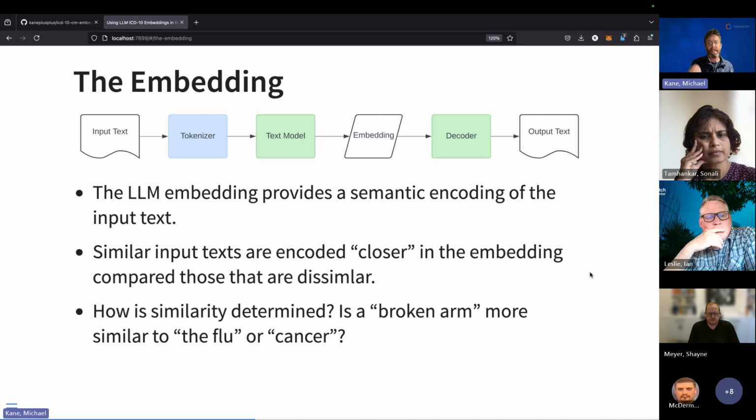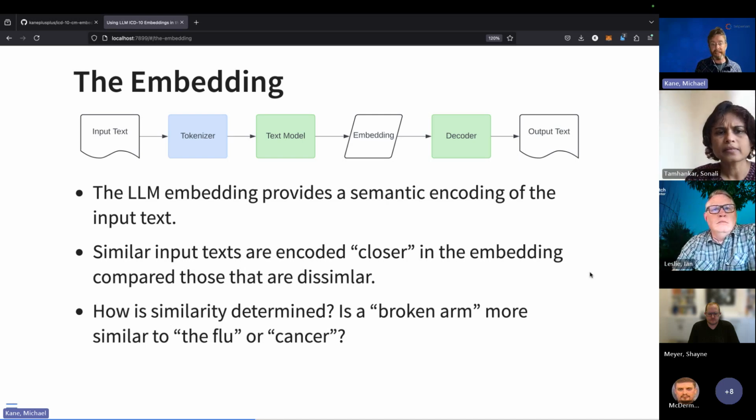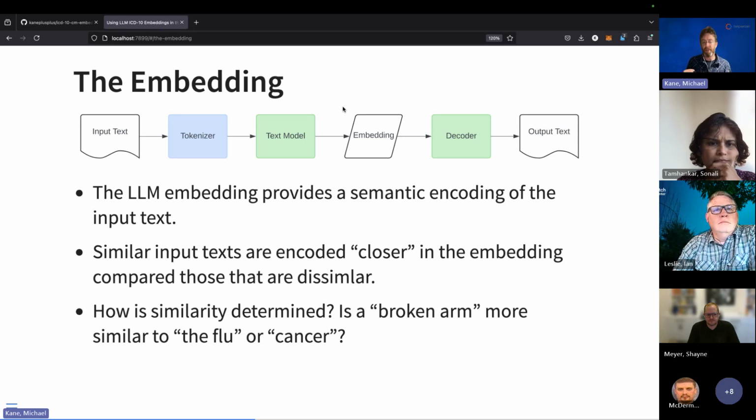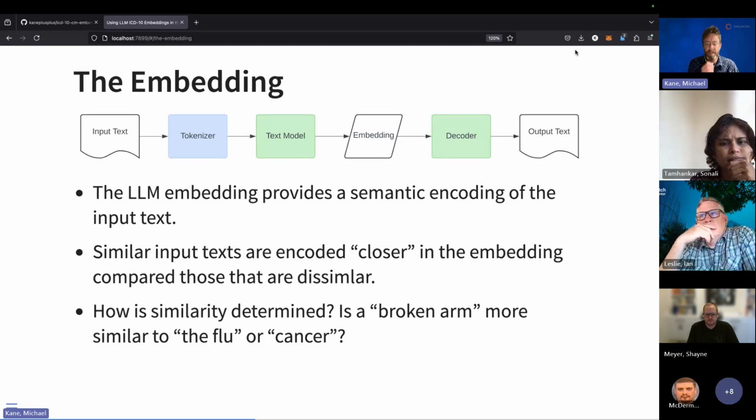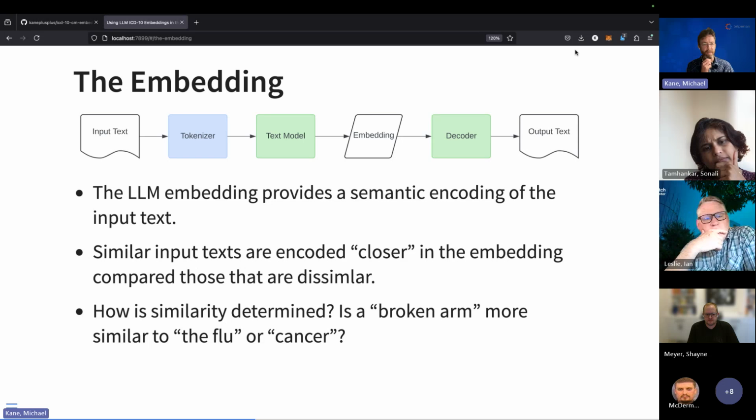All right. So after coming out of the text model, we get the LLM embedding, and this provides a semantic encoding of the input text in relation to the other input text. The idea is that similar input texts are encoded closer in the embedding compared to those that are dissimilar. Actually quantifying that similarity is a little bit difficult, because we're starting with words, and we have to say, how close are two diagnoses? For example, is a broken arm more similar to the flu or cancer? I don't really know.